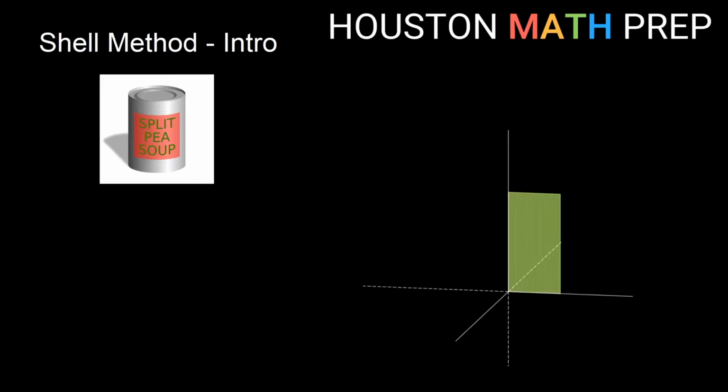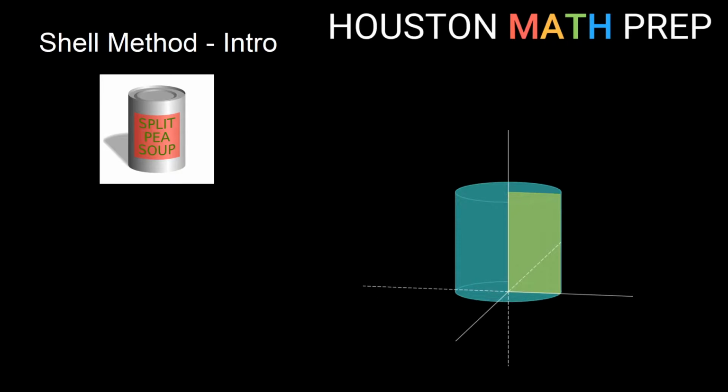We could take some sort of a rectangle and revolve it here about, say, the y-axis, and we could get a nice cylinder object. That is a solid, and that's a solid of revolution by just revolving that rectangle about y.